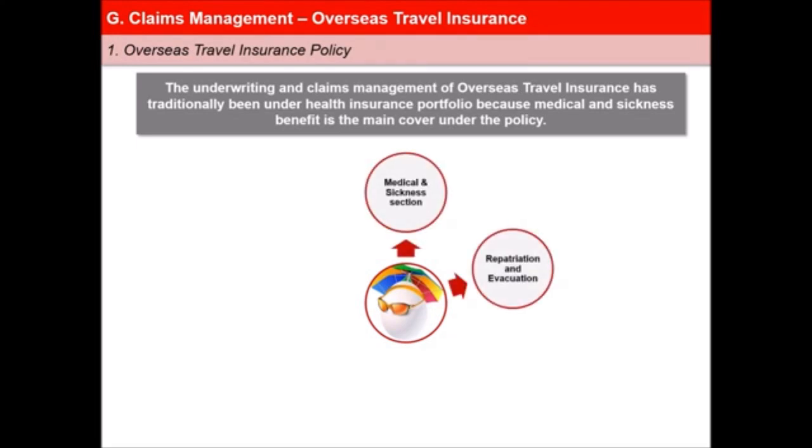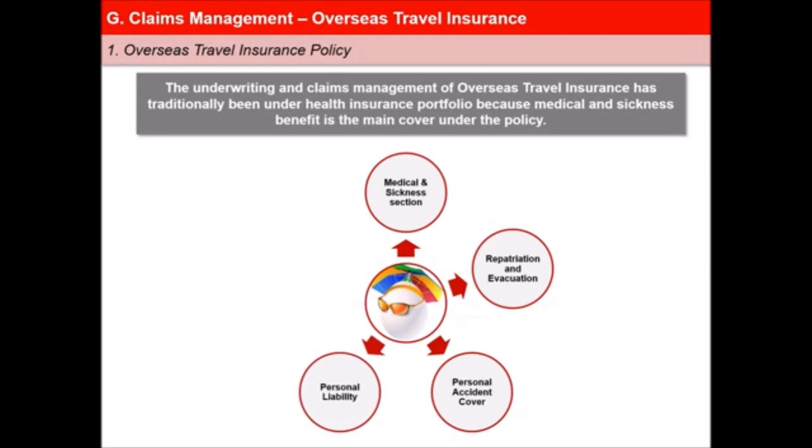Repatriation and evacuation. Personal accident cover. Personal liability. Other non-medical covers include trip cancellation, trip delay, trip interruption, missed connection, etc. In case of overseas travel insurance, the claim servicing usually involves a third-party service provider who has established a network for providing necessary support and assistance all over the world.